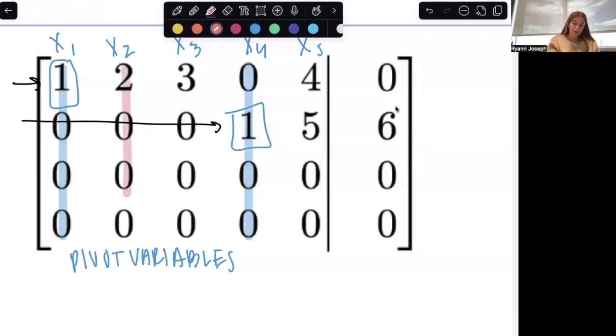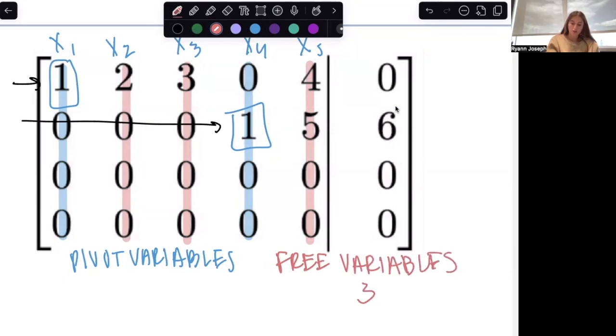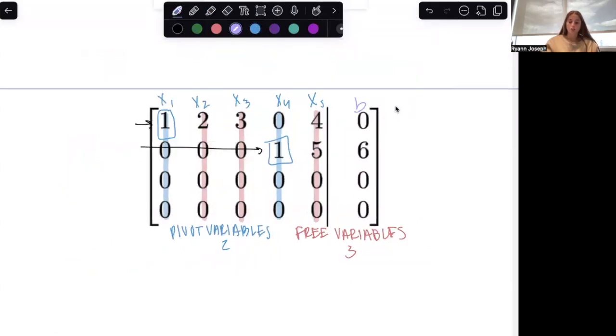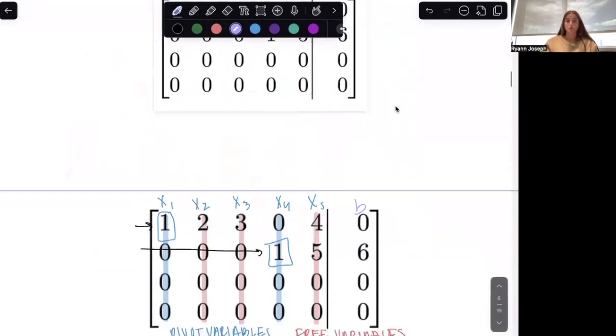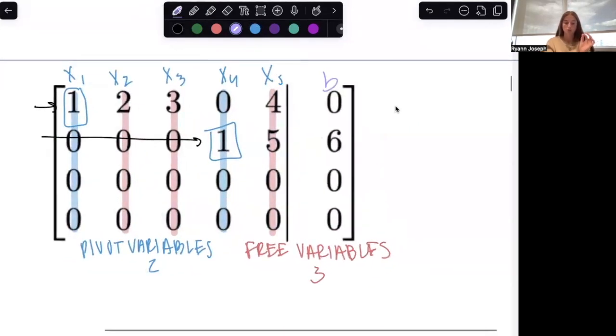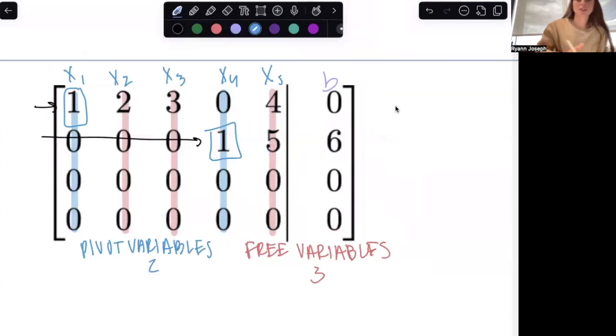Then we have our free variables. So x2, x3, and x5 are our free variables. So we have 2 pivot variables and 3 free variables. And then we have our b. Again, the b doesn't tell us anything about the amount of variables. So this question is asking us to find the set of solutions. In this case, we have infinitely many solutions because we don't have 0 and we don't have 1. We know we don't have 0 solutions because the only case where we have 0 solutions is if it can't work, right? So in this case, it can work.